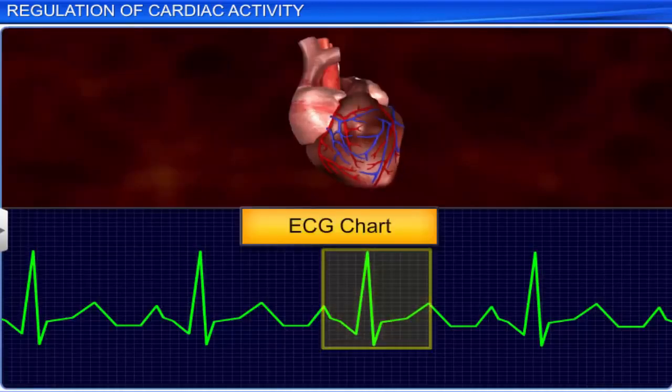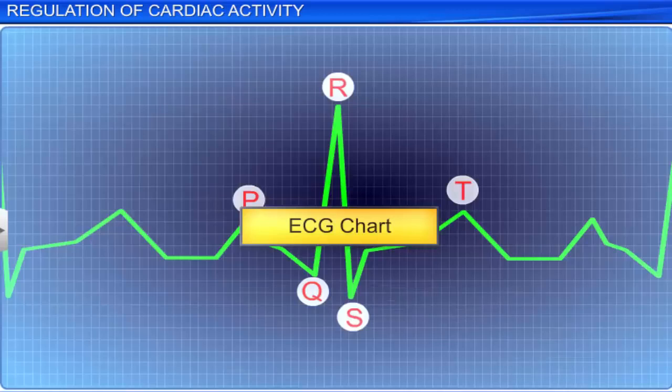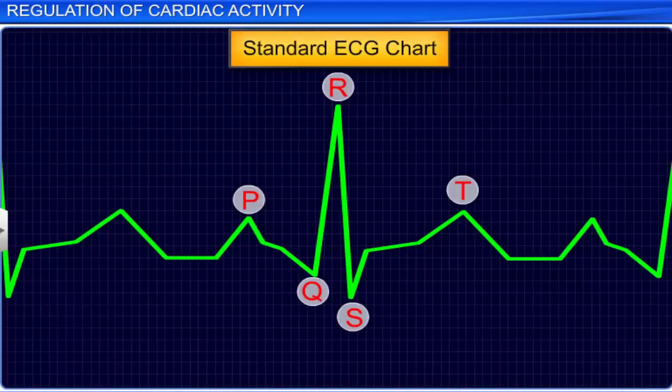An ECG captures the electrical activity of the heart due to atrial and ventricular contractions as voltage traces, which are represented by the letters P to T. A standard ECG should resemble this.